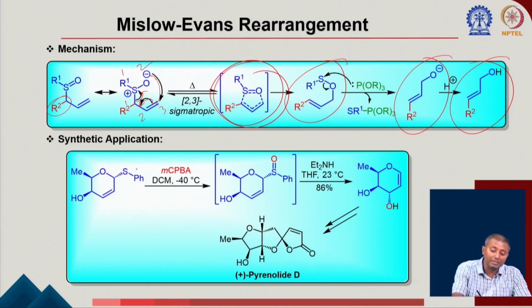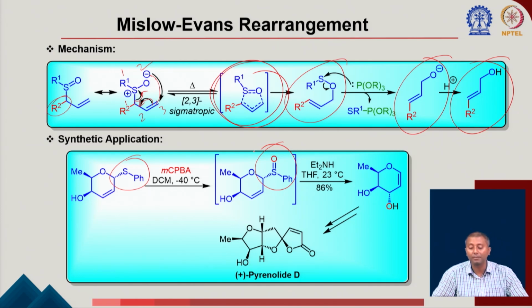Again, there is a synthetic application here. As I mentioned, from the corresponding sulfide, if you use mCPBA, it is going to convert to the corresponding sulfoxide. Now you have this allylic sulfoxide here, and once you look at an allylic sulfoxide, if you see some sort of a phosphorus or nitrogen based reagent, you should always think that there is a 2,3 sigmatropic shift happening.